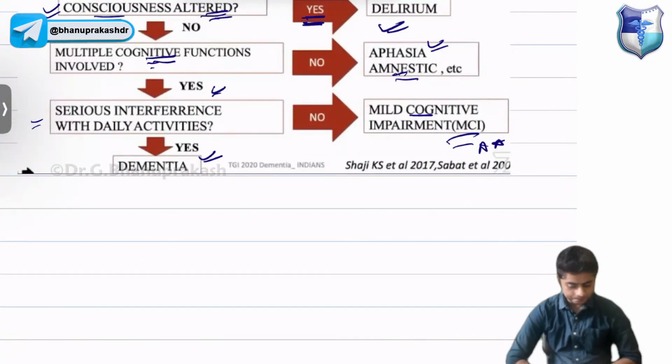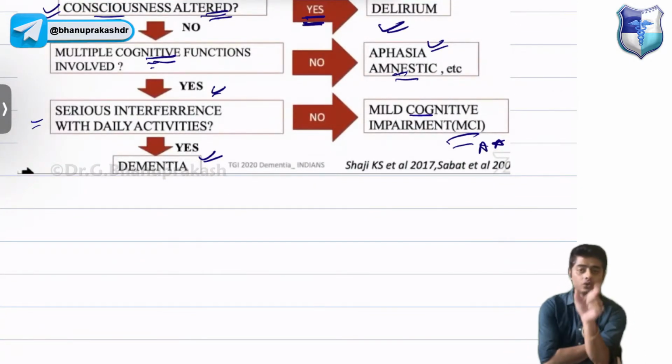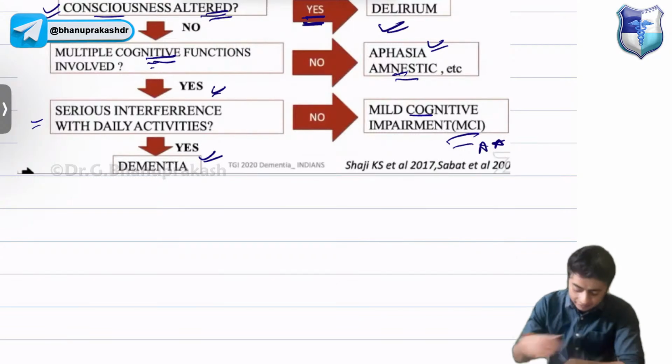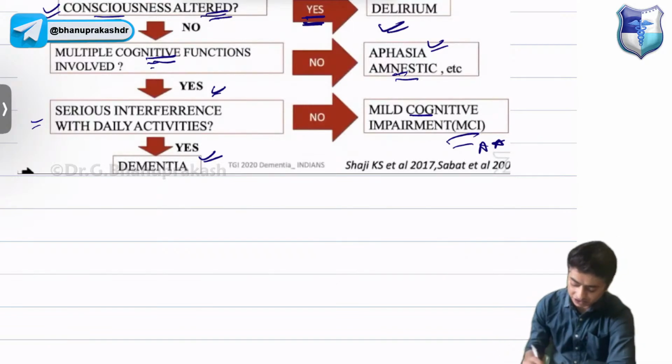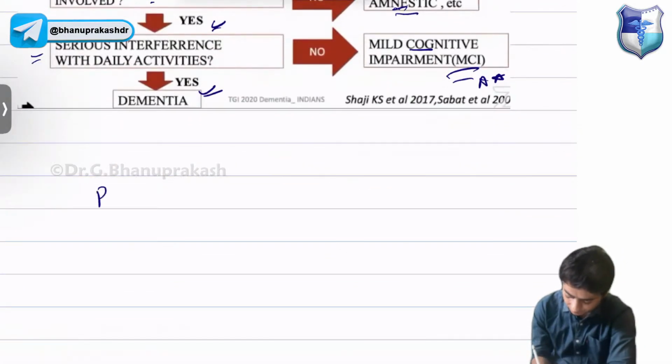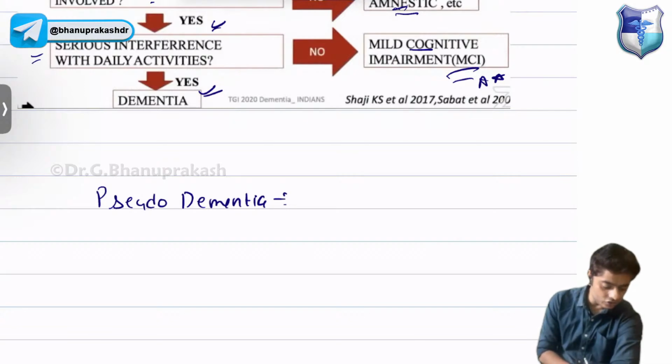Is everyone okay with this dementia approach? Because in the last lecture I told you that before you label a patient as dementia, you have to first rule out delirium and depression. Now, everyone, just tell me a condition in which pseudo dementia is there. I told you in my last lecture, there is a condition which we call pseudo dementia. Tell me the condition which we call pseudo dementia.